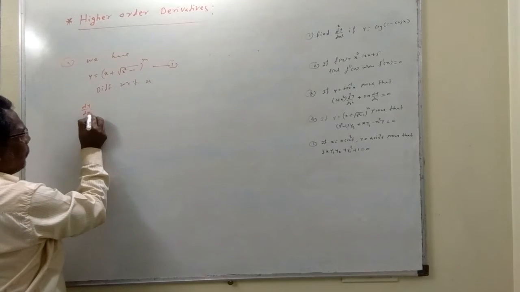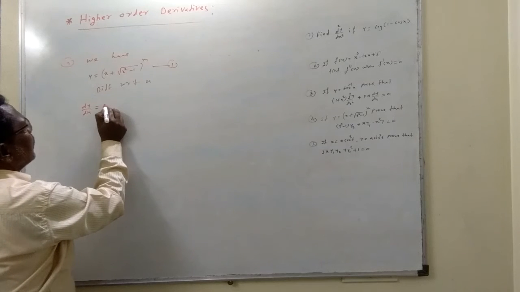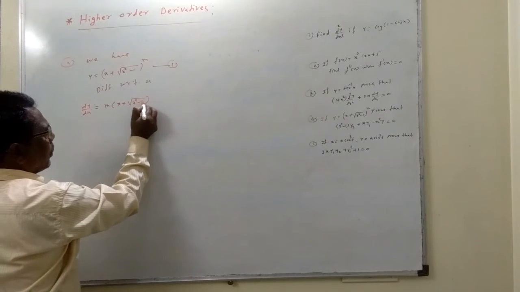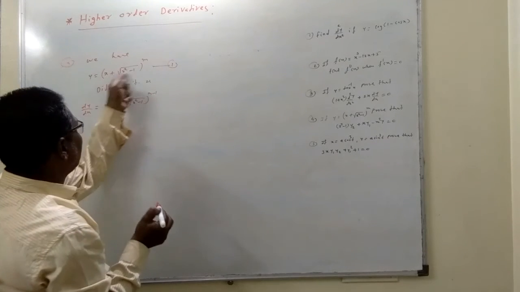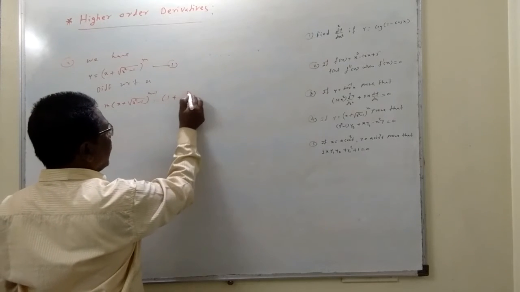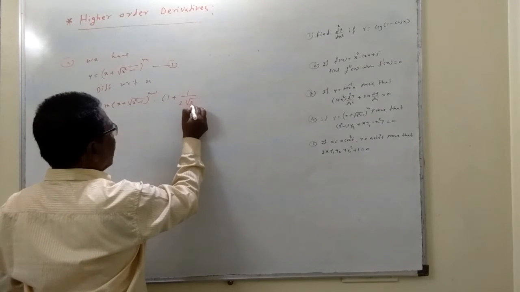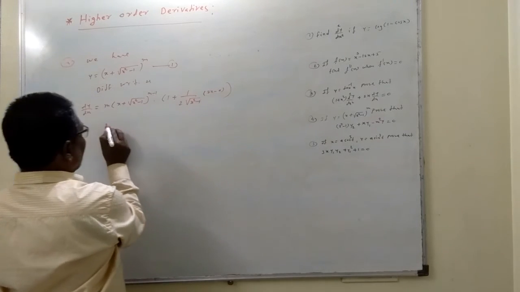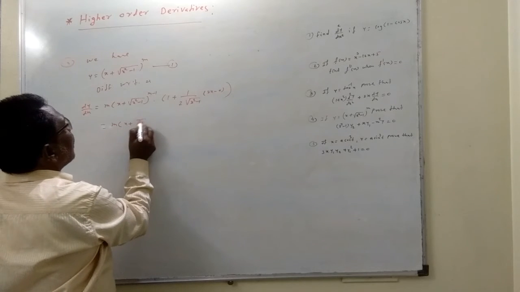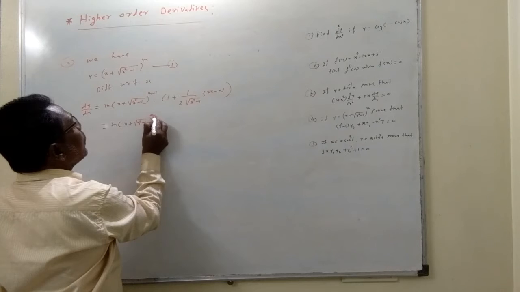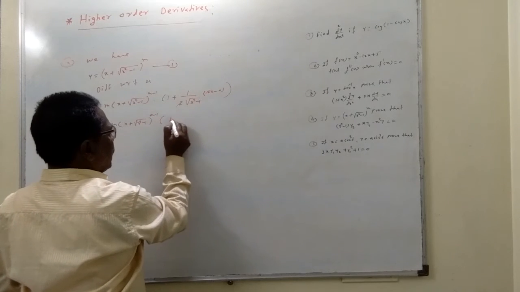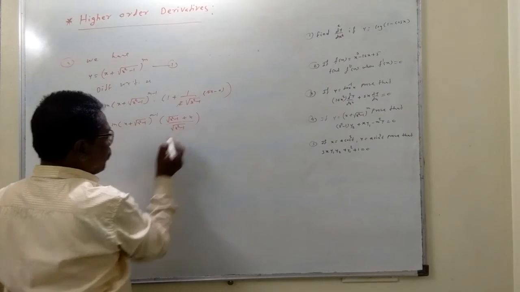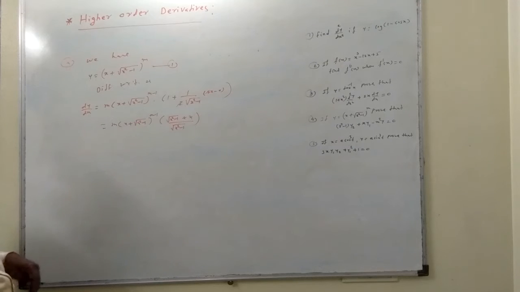So dy by dx is equal to m into power function: x plus under root x square minus 1 raised to m minus 1 into the derivative of this. So derivative of x is 1. Root derivative is 1 upon 2 root x square minus 1 into derivative of x square, which is 2x, and 1 is 0. So that is equal to m times x plus under root x square minus 1 raised to m minus 1. Now take LCM, so root of x square minus 1 plus x divided by root of x square minus 1. So as far as possible, we are not using the u by v formula.